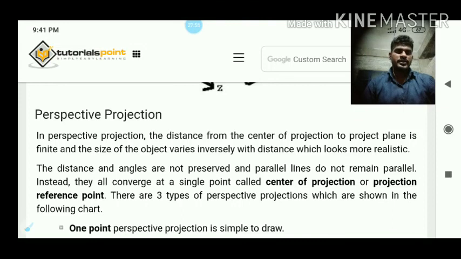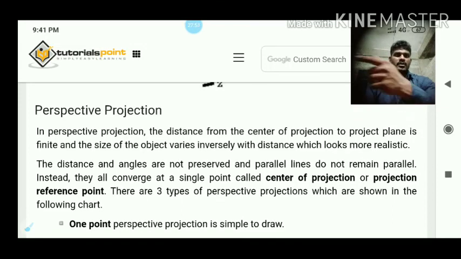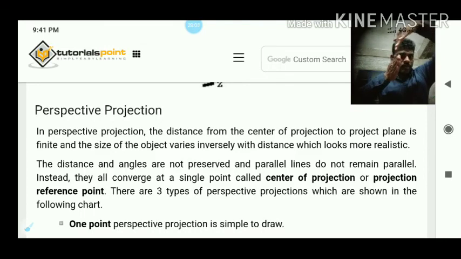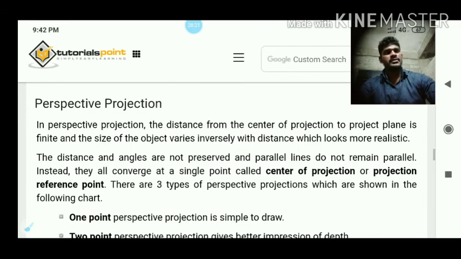Next one, orthographic projection. Orthographic projections are normal to the plane, and they show the top view, side view and front view. It will show the three views. And oblique is not that important as per our syllabus, we just go through it. If you want to learn more, just look at the perspective projections.